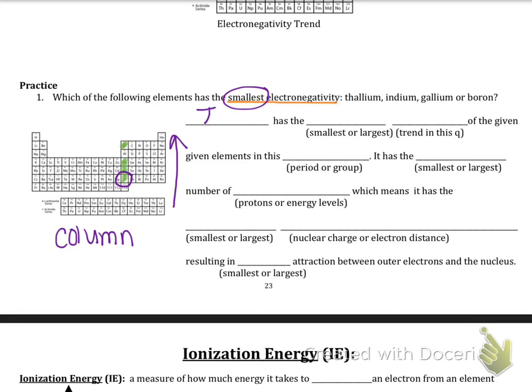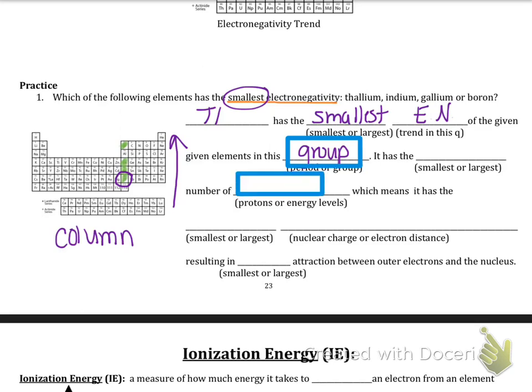So thallium has the, and you're going to copy that phrase right here, the smallest electronegativity of the given elements in this, and this is a column, but in chemistry we say group. Now when you decide what this word is, period or group, then you have to have matching words here and here, right? So they come in a set, okay? So you always have to have the three words that go together.